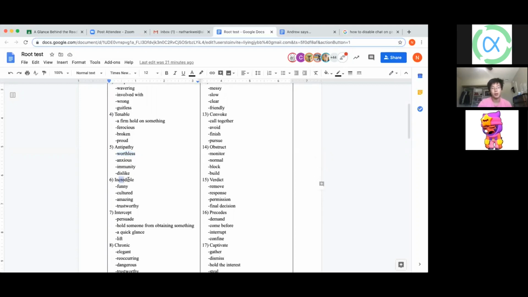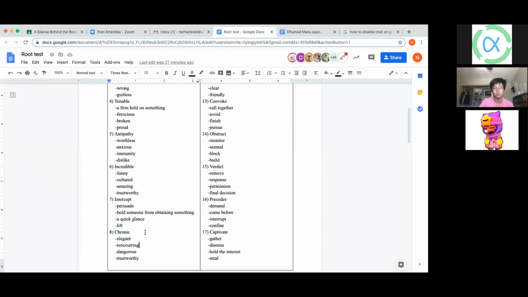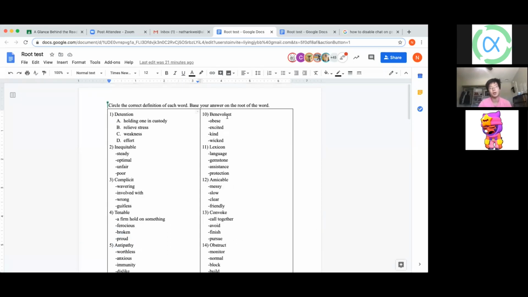Incredible. Cred is to believe, so incredible would also be amazing, like you could not believe that someone did that. Intercept. It'd be cept, to hold something from attaining someone, from obtaining something, or stop them from doing it. Chronic. Chron means time, so it'd be reoccurring. Benevolent. Bene means good, so benevolent would also mean kind.